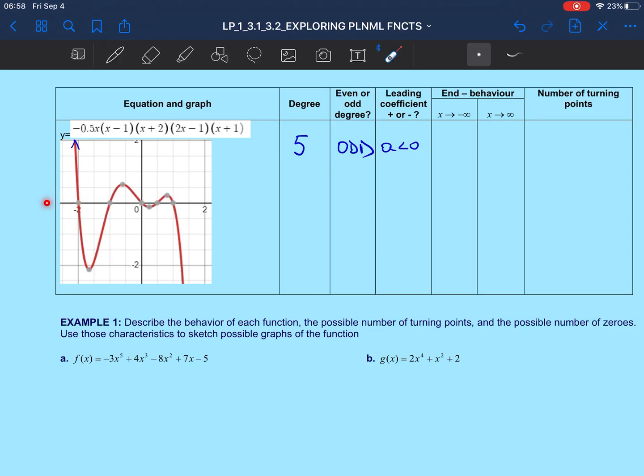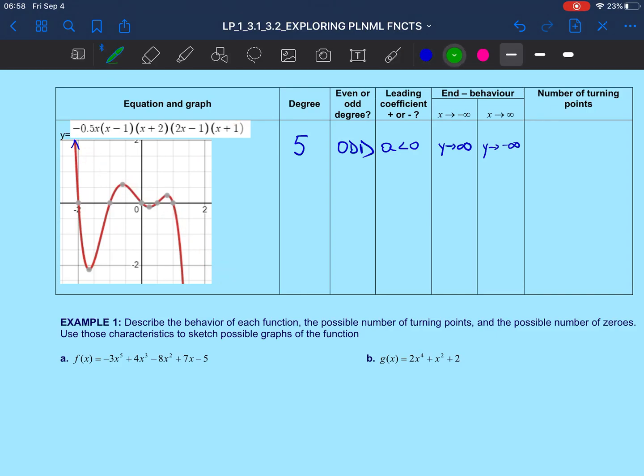As x approaches negative infinity, the y values go towards positive infinity. As x approaches positive infinity, the y values go towards negative infinity. Notice how the y values in odd degree functions go in opposite directions. That's because they always extend across, okay? So they either extend this way or this way.